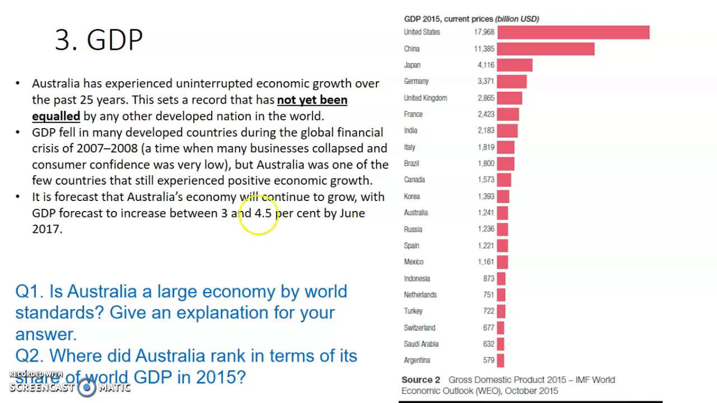Okay. Now these are some of the GDP current prices. So look at the GDP. We are right here. Australia, 1,241 billion US dollars. So this is what our GDP is. The highest GDP is United States, followed by China, Japan, Germany, United Kingdom, France, India, Italy, Brazil, Canada, and we are almost in the middle.